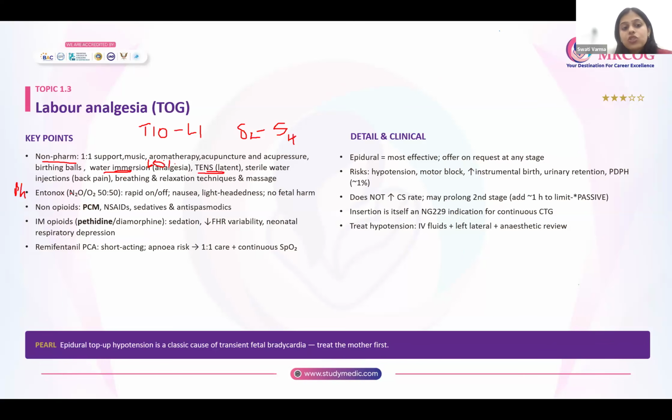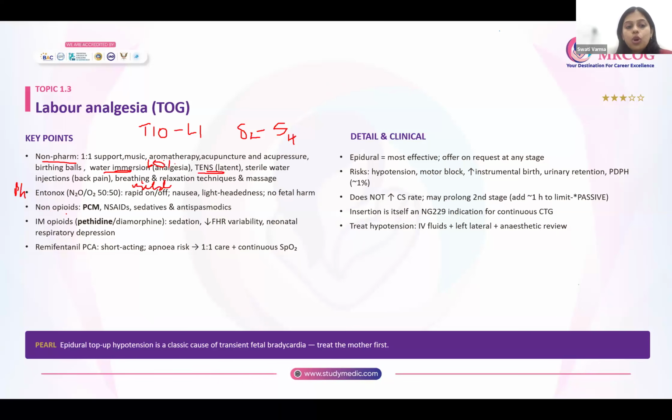And it is actually the most popular form of analgesia which should be available to all the ladies in UK who are birthing. It is especially helpful for mild pain. The lady may experience some nausea, lightheadedness, but as such, there is no major fetal harm.